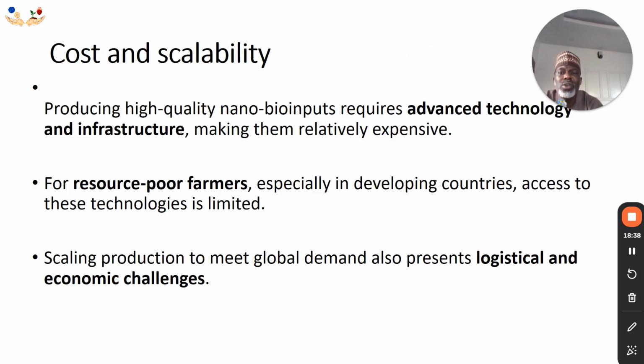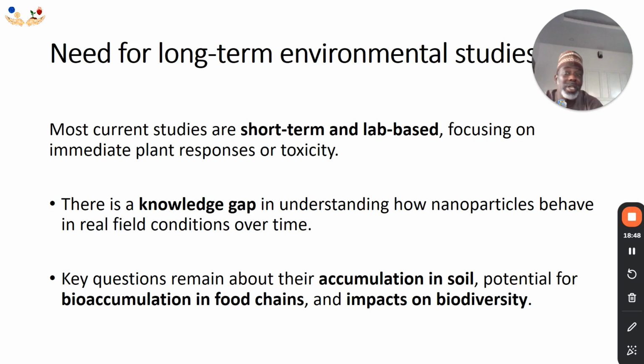Cost and scalability is very important for resource-poor farmers, especially in developing countries. Having access to this is limited. Scaling production to meet global demand also presents logistical and economic challenges that need focused attention. Need for long-term environmental studies. Most current studies are short-term and lab-based, focusing on immediate plant response to toxicity.